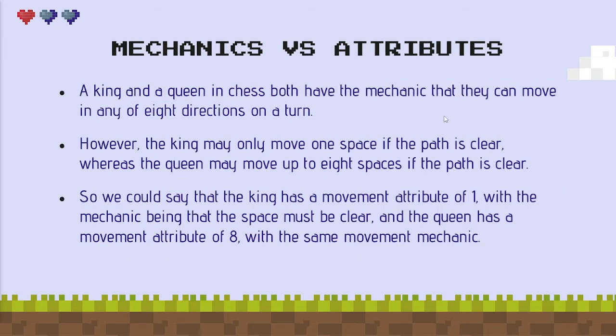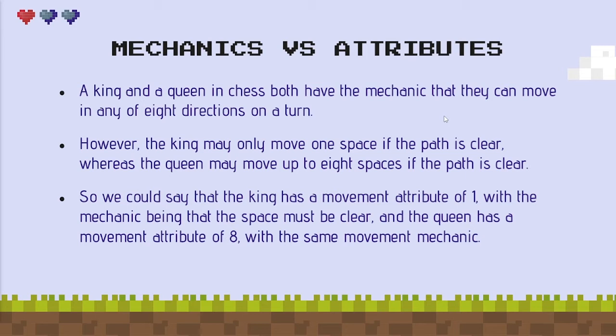So, aside from the pawn, okay, we also have yung tinatawag natin na king and queen. So, a king and queen in a chess both have the mechanics that they can move in any 8 directions on a turn. However, the king can only move one space if the path is clear, whereas the queen may move up to 8 spaces if the path is clear. So, we could simply say that the king has a movement attribute of 1, with the mechanic being the space must be clear. Okay? Attribute is 1, mechanic is space should be clear, and the queen has a movement attribute of 8 with the same movement mechanic.